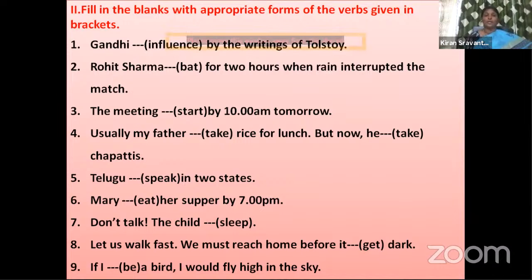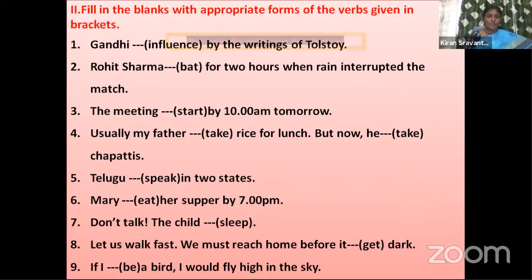Then fifth one, Telugu, in brackets speak, in two states. So we can't say Telugu speak. Telugu doesn't speak. So then again you can understand that the verb is in passive form here. Telugu is spoken in two states. So convert it into passive voice. So Telugu, that is the subject, singular. So with a singular subject we use the be form is, then V3 form of the verb given in brackets. That is how we frame the passive voice. So Telugu is spoken in two states.